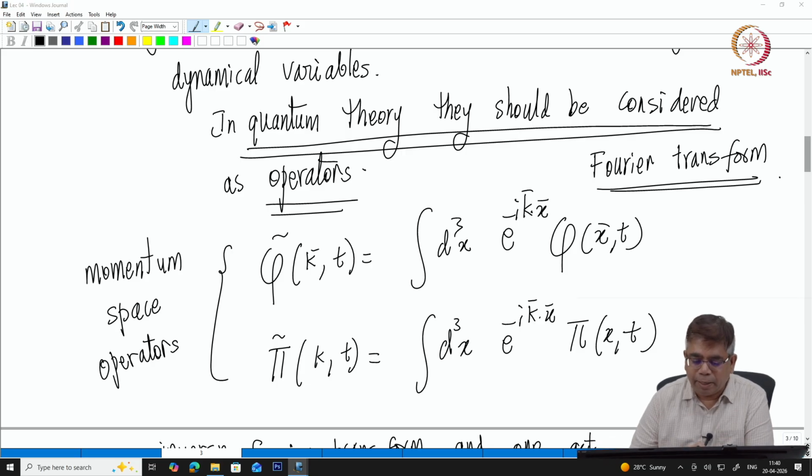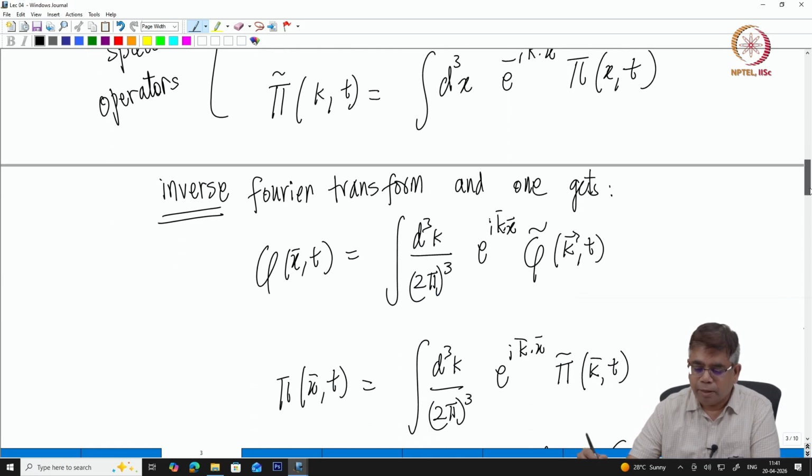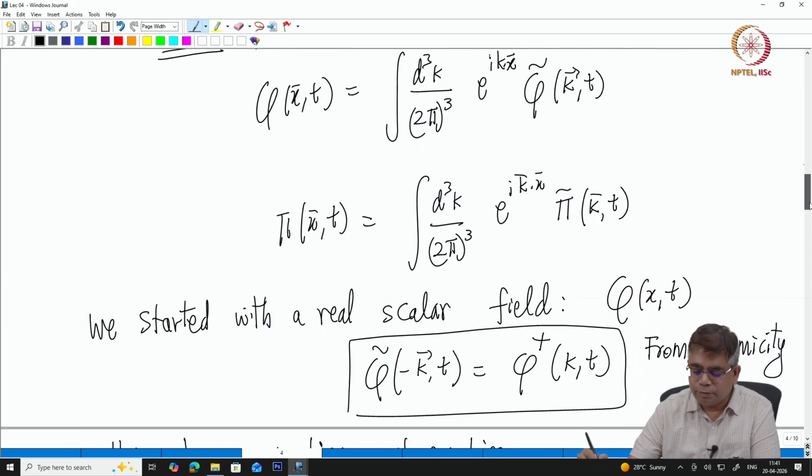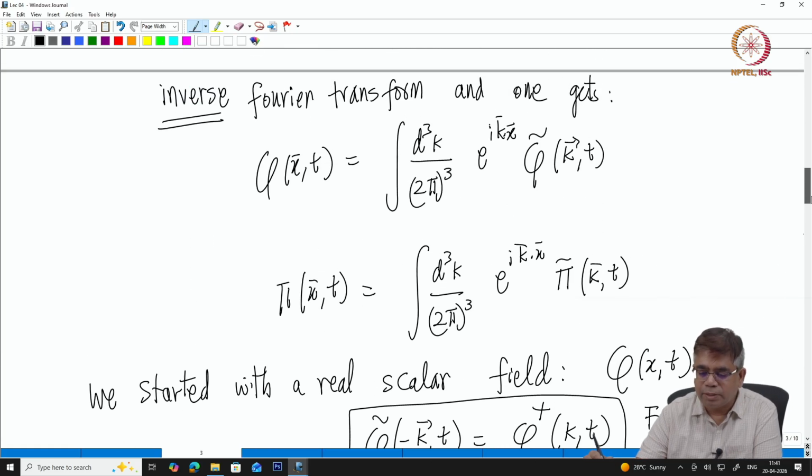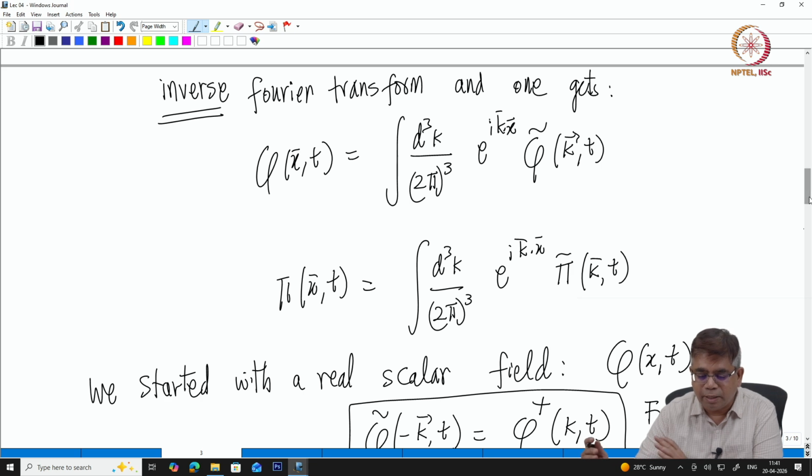So you can write phi tilde of k,t in terms of phi of x,t, and the same thing for pi tilde of k,t in terms of e to the power minus ikx times pi of x,t. So you take the Fourier transformation, and then you get the inverse Fourier transformation. And so what we started with, the dynamical field as a scalar function, is now being considered in terms of a bunch of dynamical variables.